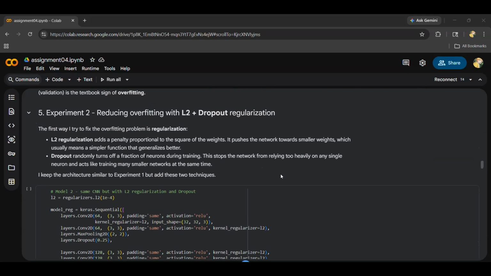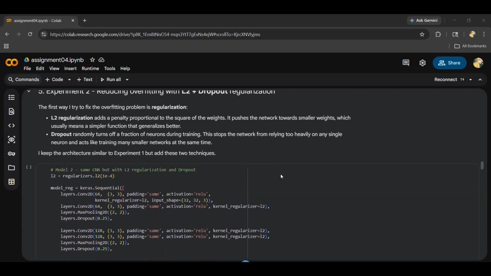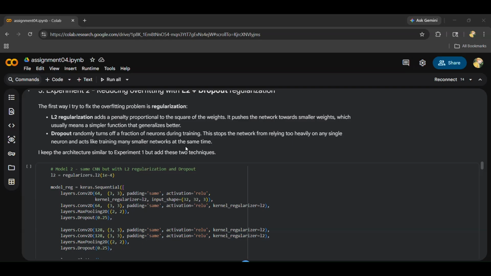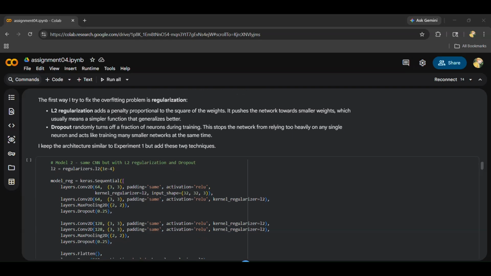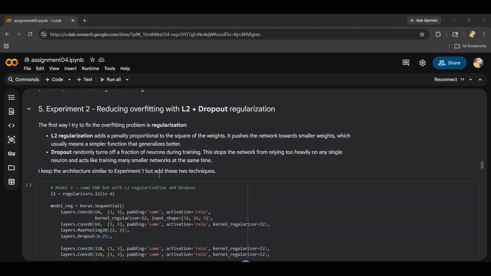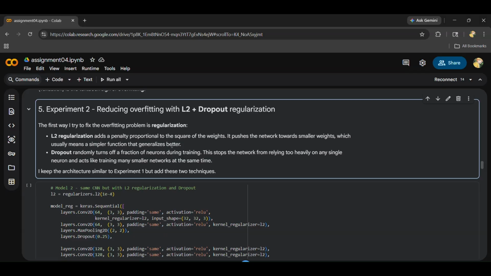Now let's go to model 2. My first fix is regularization. I added two things to the same architecture: L2 regularization and dropout. L2 adds a penalty on large weights so the network is pushed towards smaller, simpler weights that generalize better.